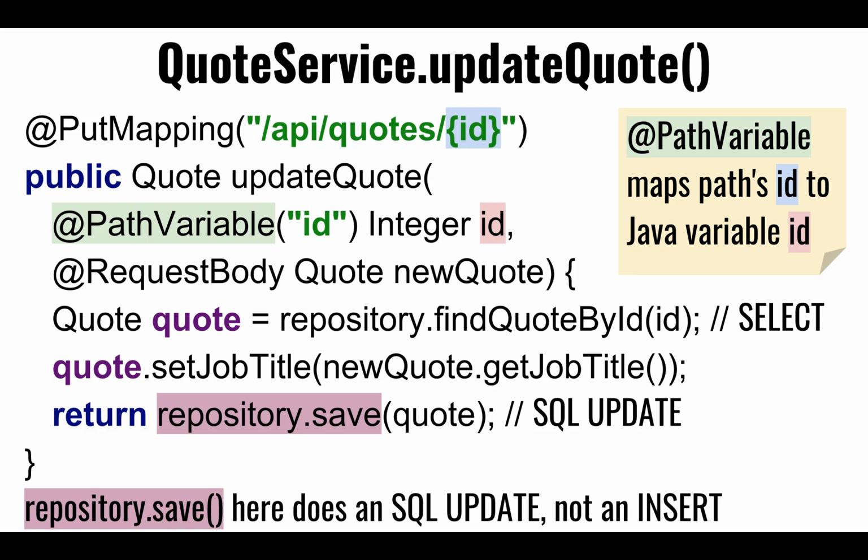In this case, we're updating the field job title. And once we've made any updates to the record, we can then save it back to the database using save. Now, save here is going to be an update as opposed to an insert because the quote, having been read from the database, has an ID. So it's mapped to an actual record in the database. So here, the save does an update as opposed to an insert.